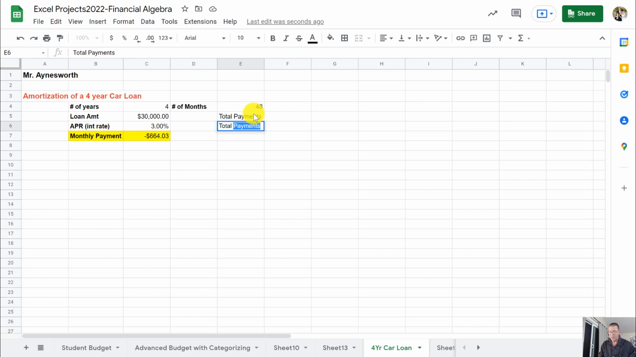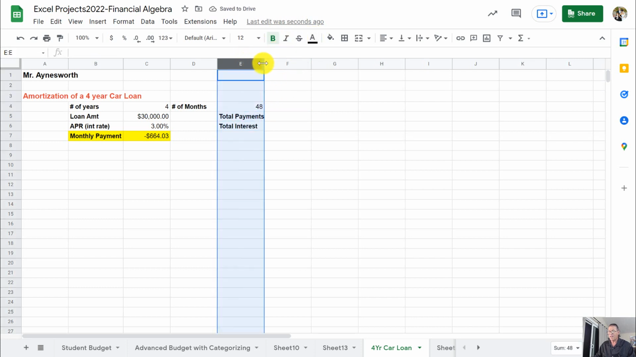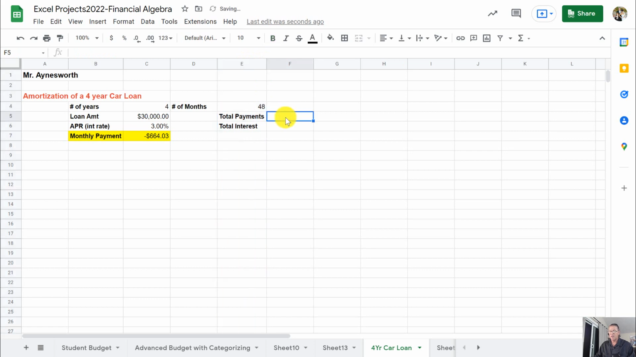Sorry guys, I'm not the greatest typist, so I'm kind of slow here, which is good for you because I'm going slow. All right, what are the total payments and what is the total interest paid? All right, let's figure that out. I'm just formatting here a little bit too as I do it. So the total payments, we got 48 payments. Each one is $664.03. So what I need to do is take the monthly payment, make it positive first of all, because it's negative, and then multiply by 48.